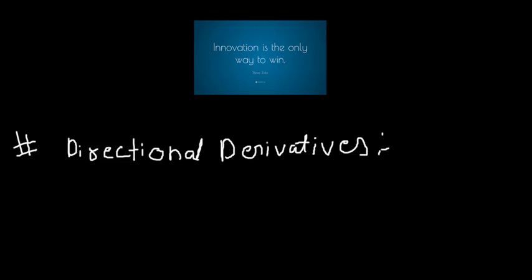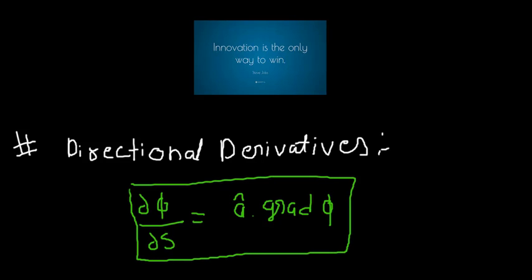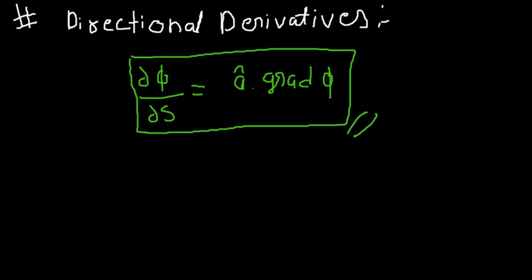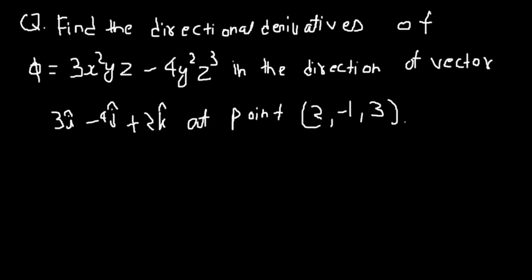So directional derivative is del phi by del s equals a cap dot gradient of phi. This is the formula of directional derivatives, and we are going to use this one in almost all the questions in our textbook. All the questions of directional derivative use this formula. So let's see how we're going to solve this one.